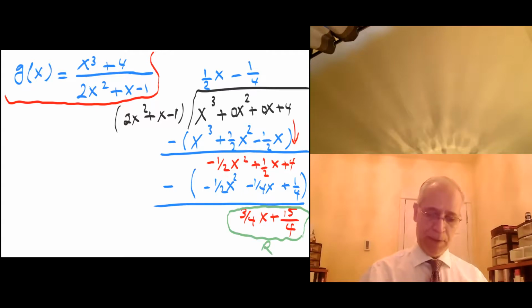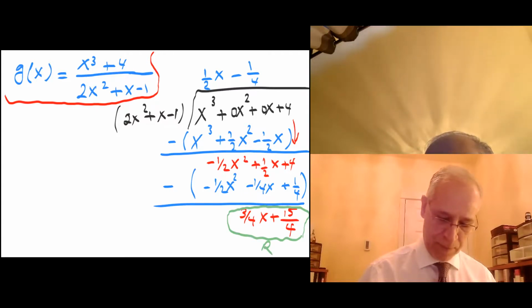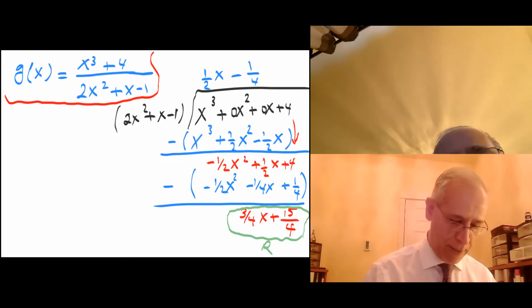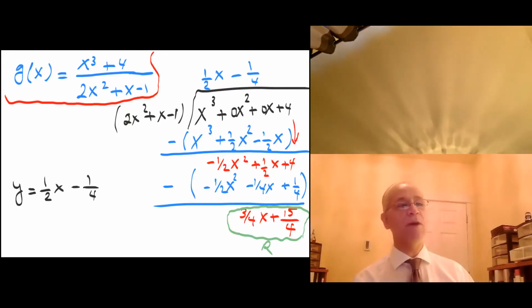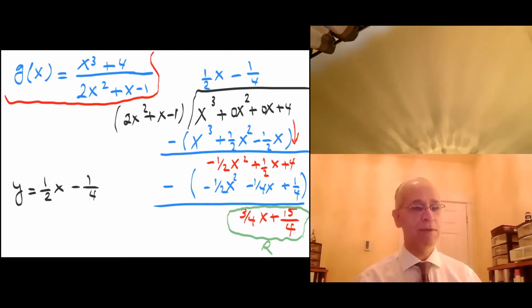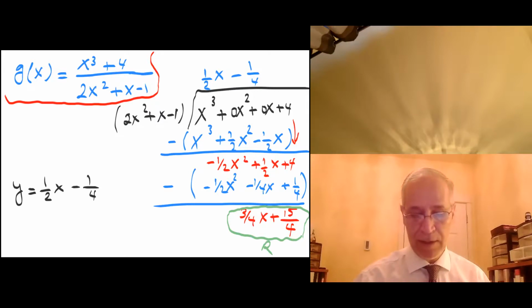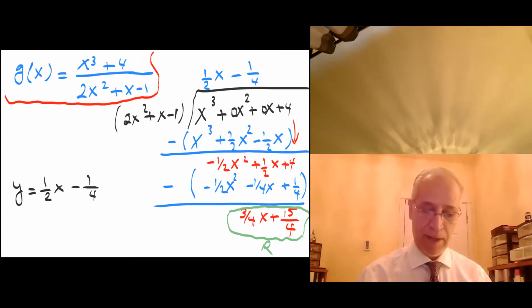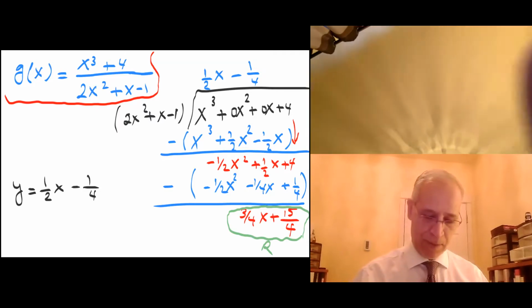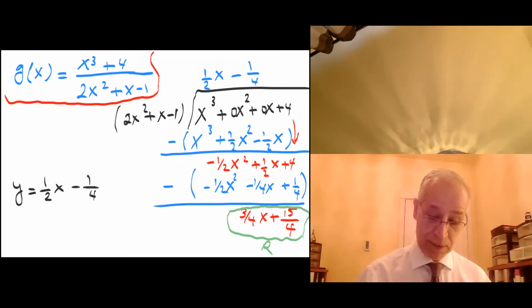So now let me just give myself a little bit room in here. So y equals 1/2 x minus 1/4 is the equation of my slant asymptote. And once again, why don't we care about the remainder? It's because, as let me rewrite this in here again, because this is important to me.